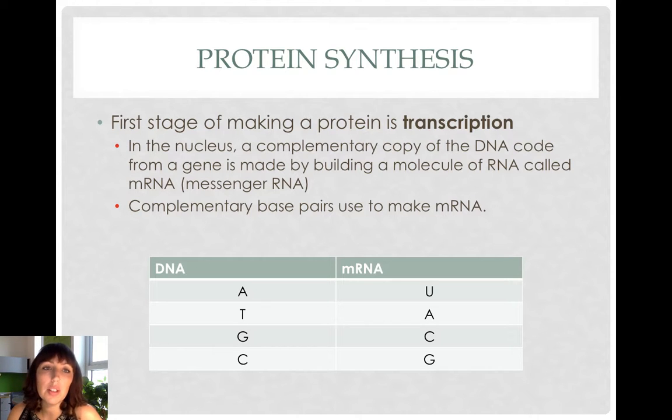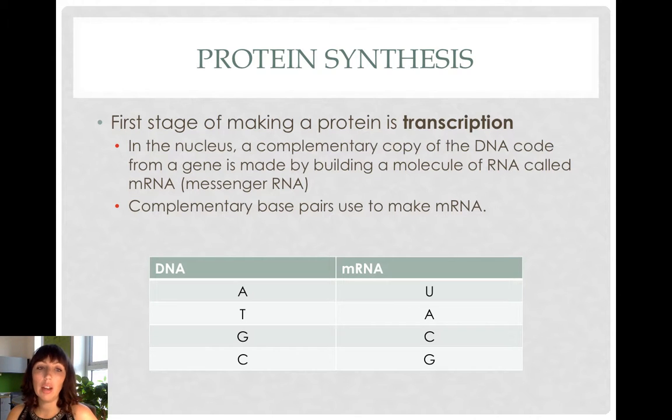So this leads us to protein synthesis. The first stage of making a protein is called transcription. This occurs in the nucleus. A complementary copy of the DNA code from a gene is made by building a molecule of RNA called messenger RNA, and this is a cousin of DNA. And then complementary base pairs are used to make RNA.